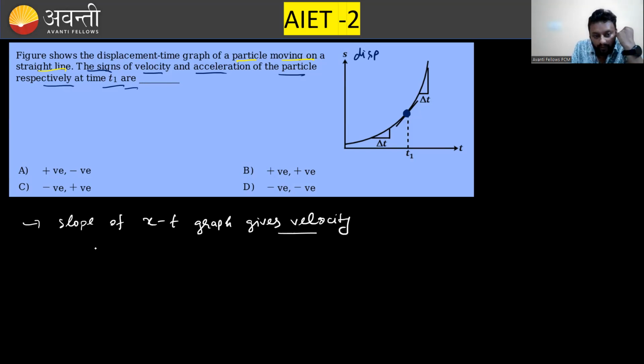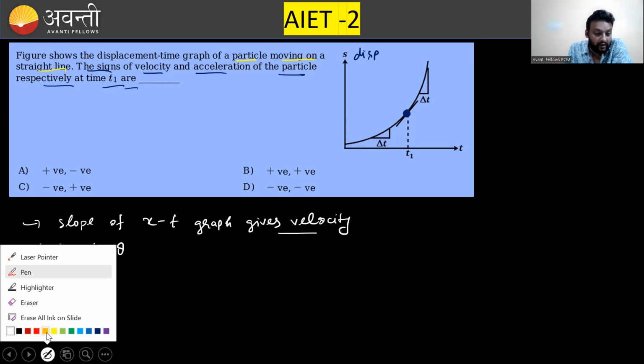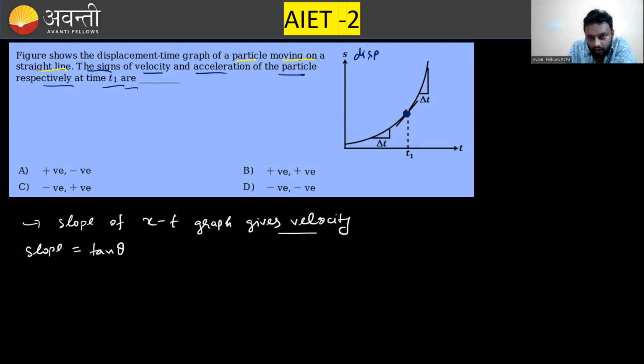Now, what is slope? Slope is nothing but tan theta. Very good. If slope is tan theta, then how do you calculate what theta is here? If you draw a tangent like this one, like this is drawn actually, so I can extend this one. If you draw the tangent, then this angle is theta. So theta is always considered from the positive side of the x-axis.